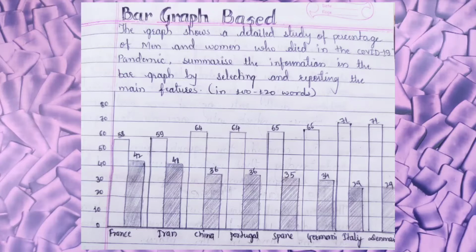And on the y-axis we can see the percentages of the men and women affected, given as 0, 10, 20, 30, 40, 50, 60, 70 and 80. These are the percentages of men who are affected, and the graph varies for each and every country. By looking at this complete question and bar graph, we can start writing an analytical paragraph.